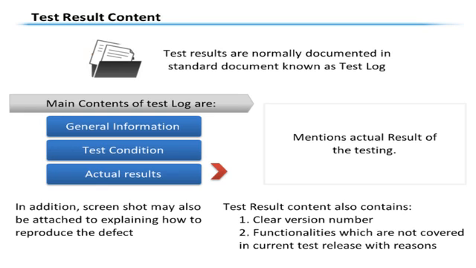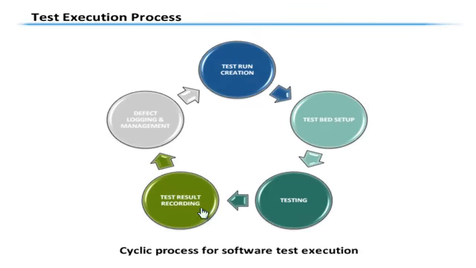Generally, the tester needs to select options, either pass or fail, depending upon the actual test result of the test execution. This slide represents the test execution process diagrammatically, which we discussed in earlier slides.